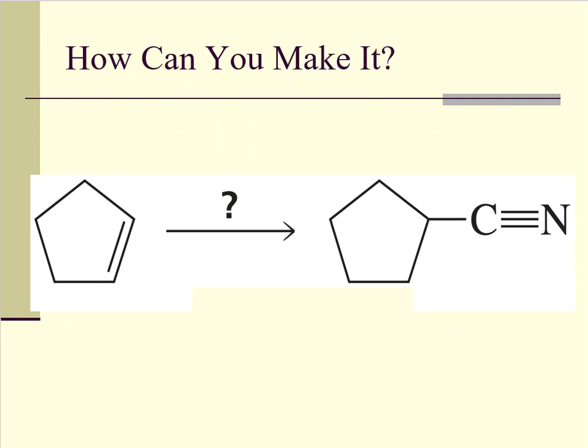So the question says, how do you make it? How do you make this? We really have to use little bits and pieces of everything that we've learned all semester, not just in this lecture module, in order to get to this point. So you might see this area here and you might say, hey, there's a double bond. That's an alkene. I know what alkene reactions are, so let's look at our alkene reactions and see how we can add on a C triple bond N. You can't. We didn't talk about that.